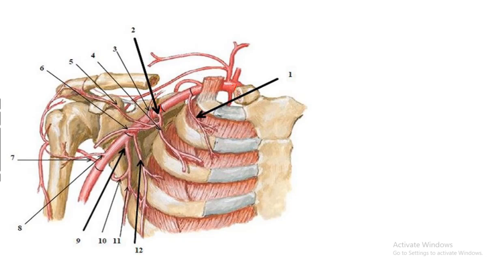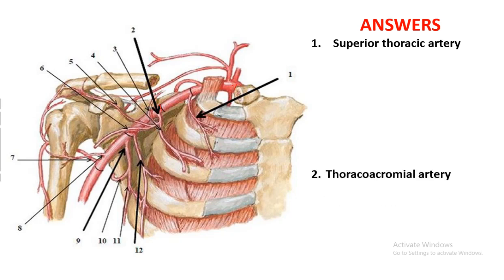But let's quickly look at number 1. So if you look at number 1, this is just the superior thoracic artery, the same one which we discussed in the previous label. Then from there, we can look at 2, which is just the thoracoacromial artery, and this thoracoacromial artery is just going toward the thorax region and also the acromial region.